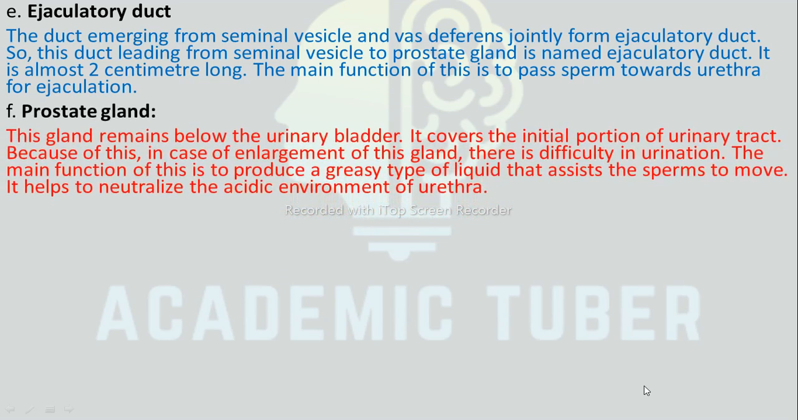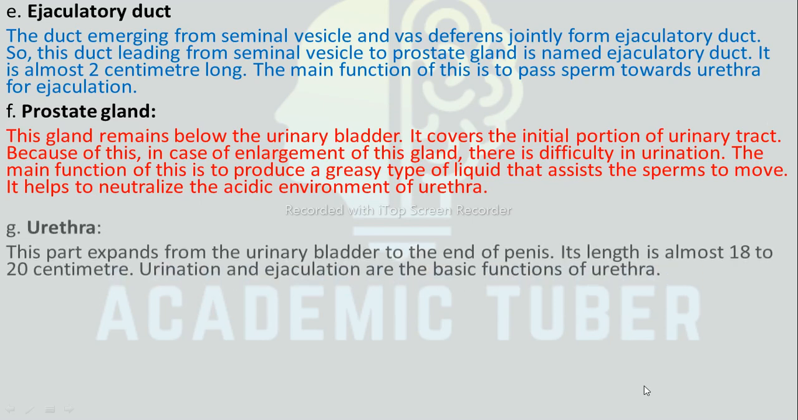Prostate gland. This gland remains below the urinary bladder. It covers the initial portion of the urinary tract. Because of this, in case of enlargement of this gland, there is difficulty in urination. The main function of this is to produce a greasy type of liquid that assists the sperms to move. It helps to neutralize the acidic environment of the urethra.